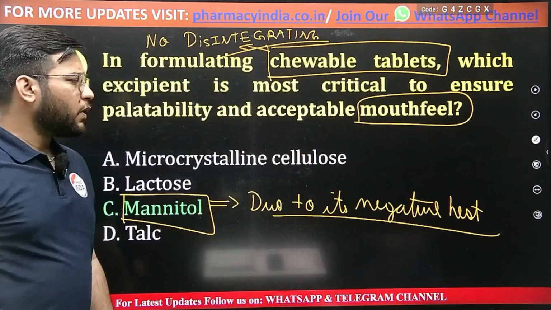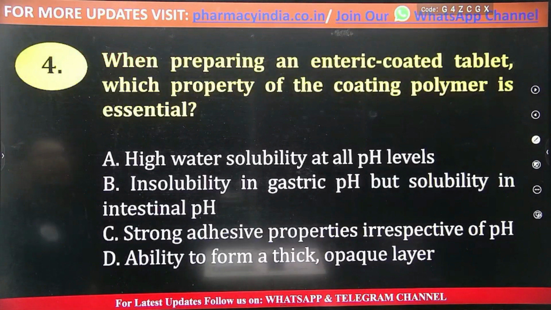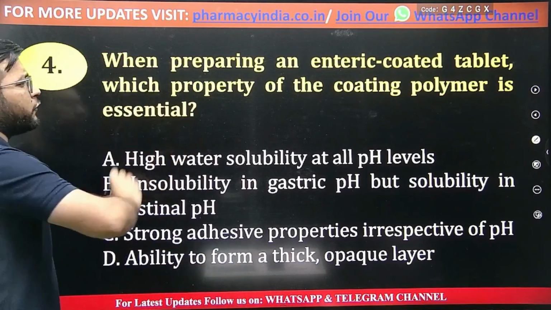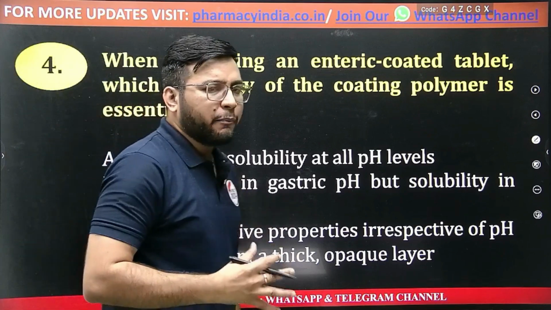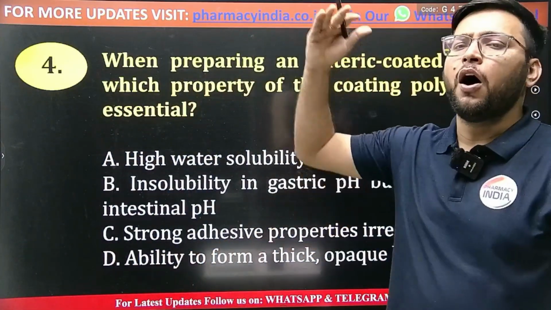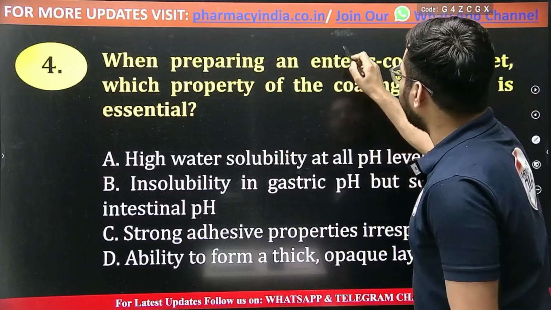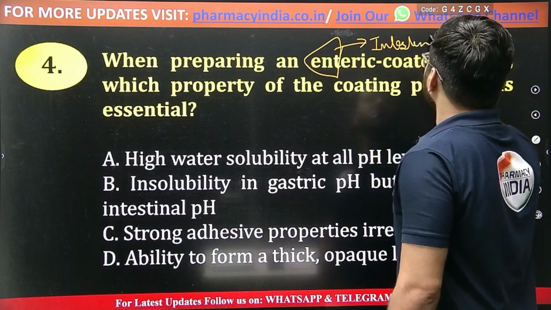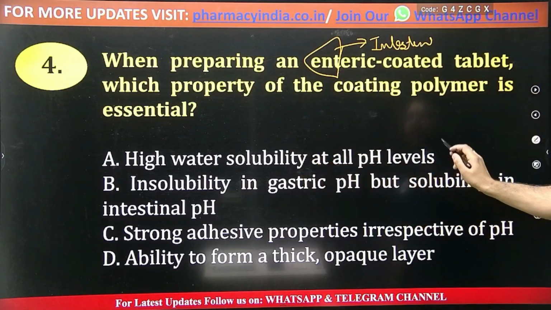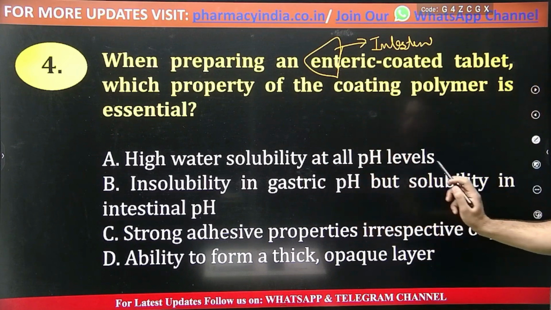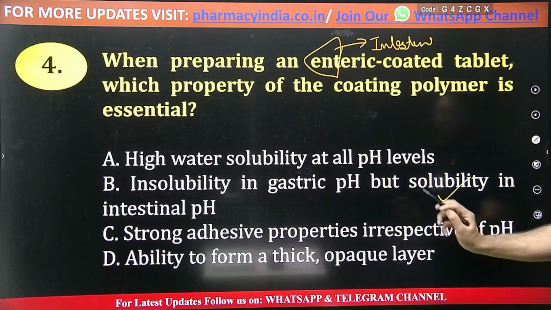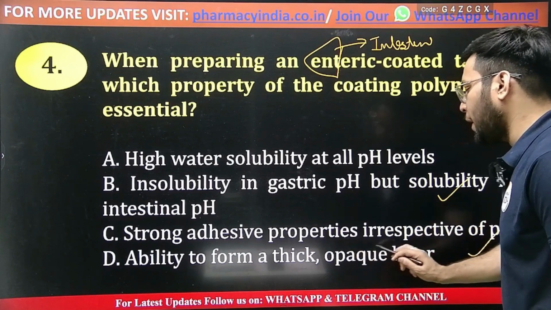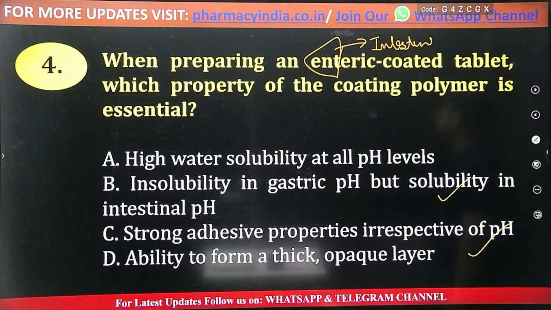Yes. Now moving on to the next question: when preparing an enteric coated tablet, which property of the coating polymer is essential? Enteric means it is especially for the intestine. Yes, ENT denotes intestine. The options are: high water solubility at all pH levels, insolubility in gastric pH but solubility in intestinal pH, strong adhesive properties irrespective of pH, or the ability to form a thick or opaque layer. What is the correct answer?